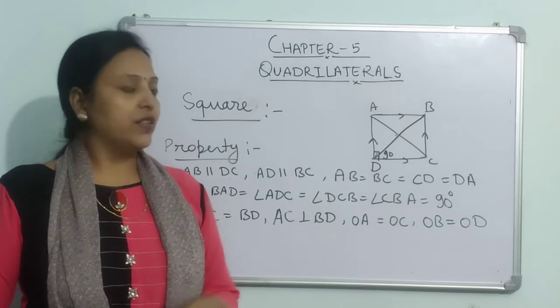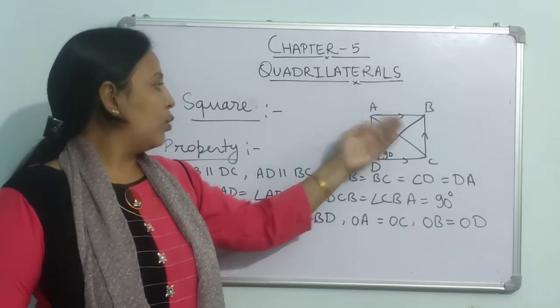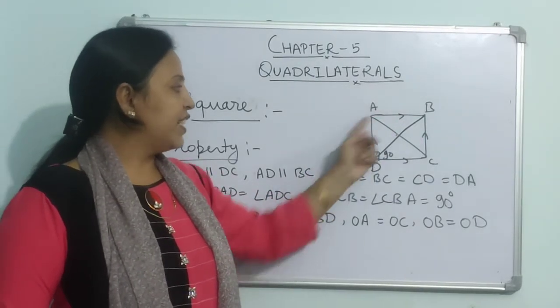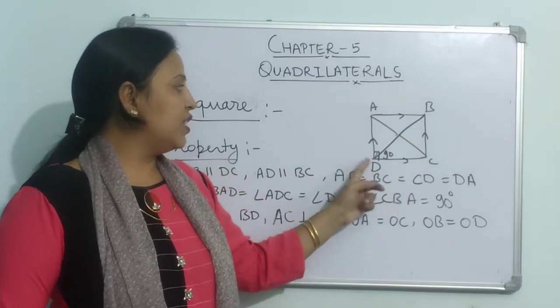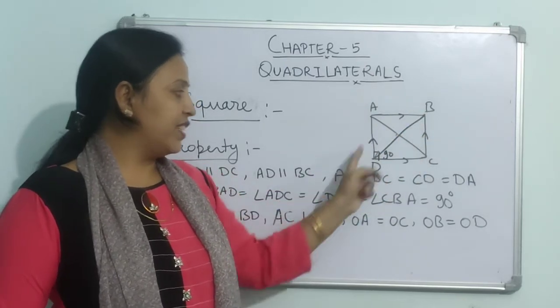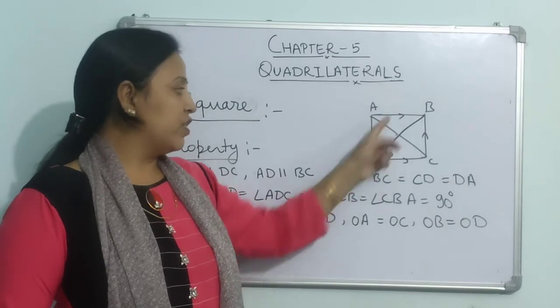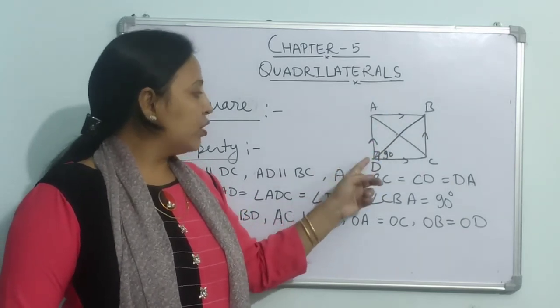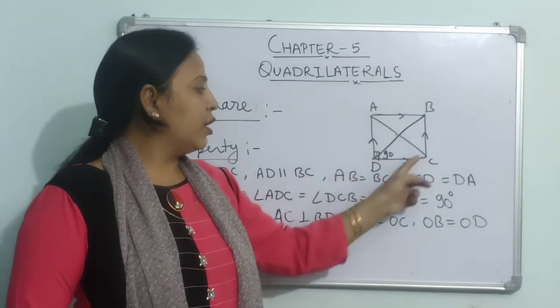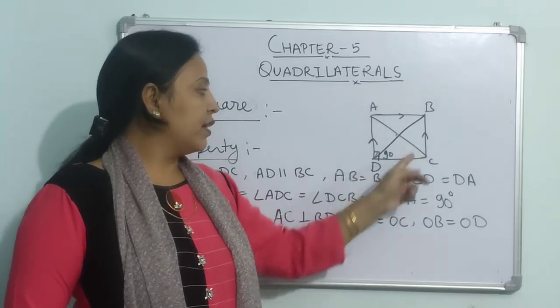A square is a special parallelogram in which all four sides are equal. AB is equal to BC is equal to CD is equal to DA. All four sides are equal. All opposite sides are parallel to each other, like in a parallelogram. And one more thing, all the inner angles are equal to 90 degrees.